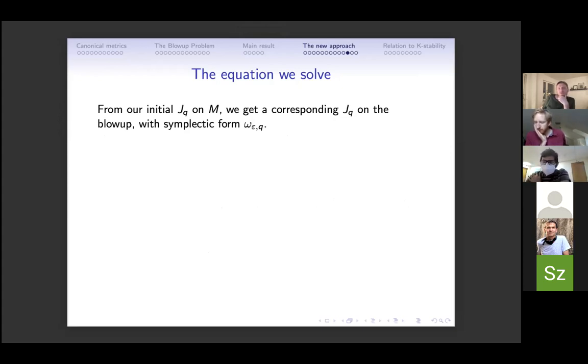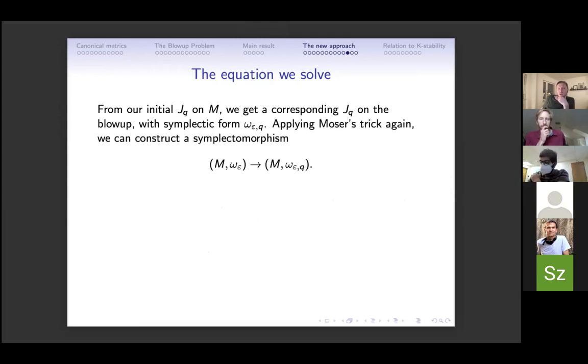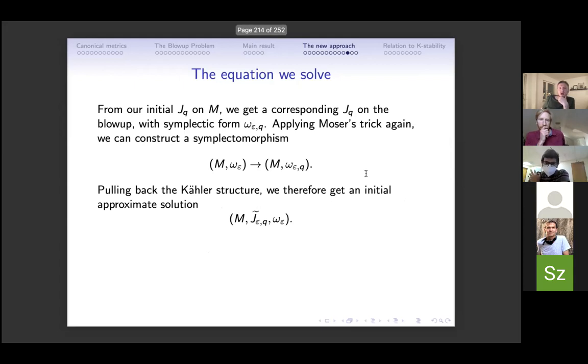To do that, we start with our initial almost complex structure J_Q that we constructed before blowing up. We then apply Moser's trick a couple of times again to obtain a symplectomorphism to this M, omega epsilon that we always want to use. And if we then pull back the Kähler structure, we get an initial approximate solution to this equation.